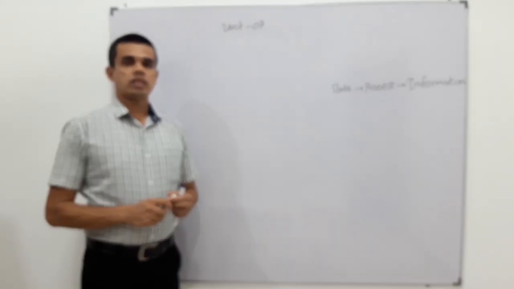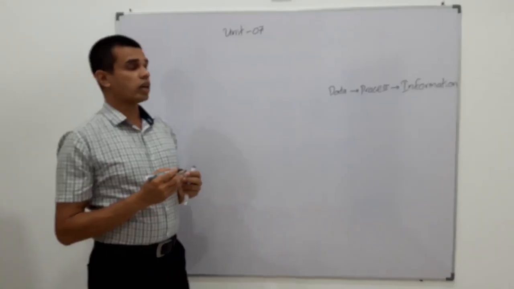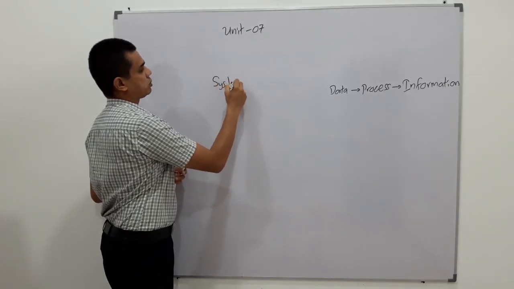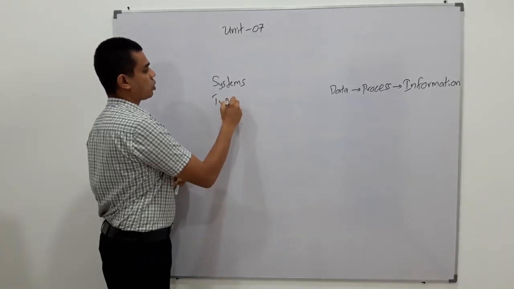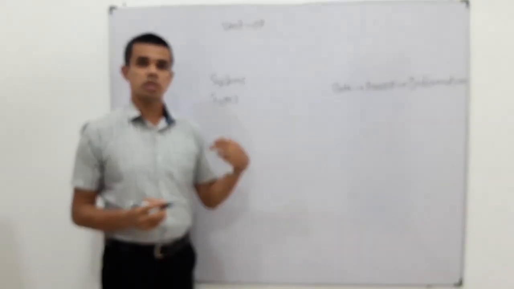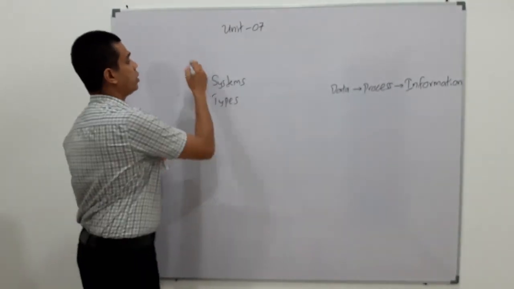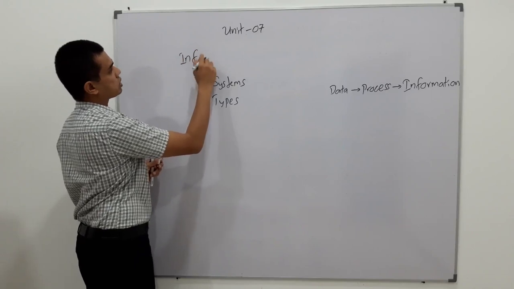We will start the second video of Unit 7. In our first video, you can remember that we discussed the concepts about systems. We talked about different types of systems: open systems, closed systems, natural systems, living systems, likewise. So today we have to go to the next concept, which is called information systems.